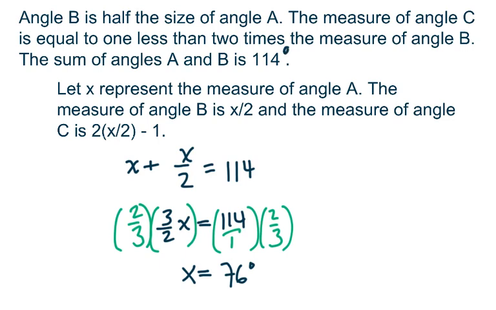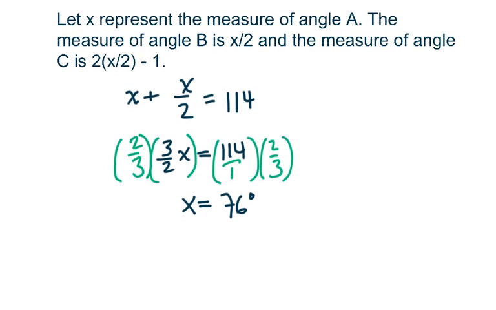So we're going to let X represent the measure of angle A. We're going to let the measure of angle B then be X over 2, and the measure of angle C is 2 times X over 2 minus 1. So when we create an equation, we're going to use the fact that A plus B equals 114. So here's the measure of angle A, here's the measure of angle B, and together they equal 114 degrees.